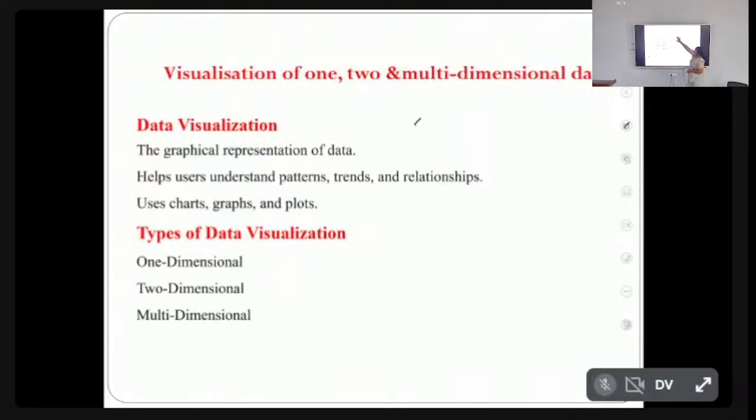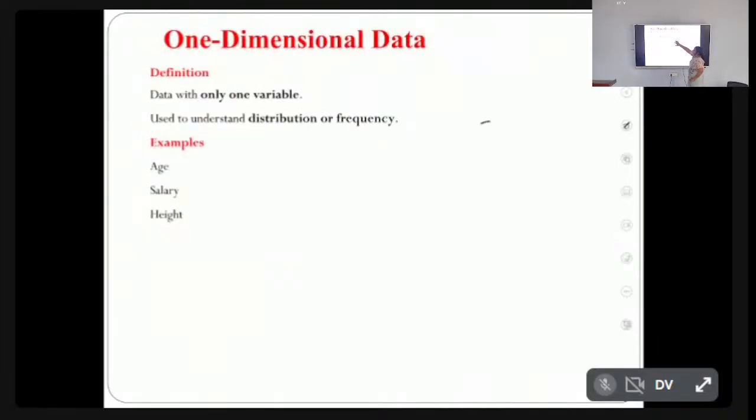Next, write on visualization of 1, 2 and multi-dimensional data. So see here, what do you mean by one-dimensional? Can you tell me an example of one-dimensional data? Arrays, which you learned in first year. Arrays are one-dimensional data, right?